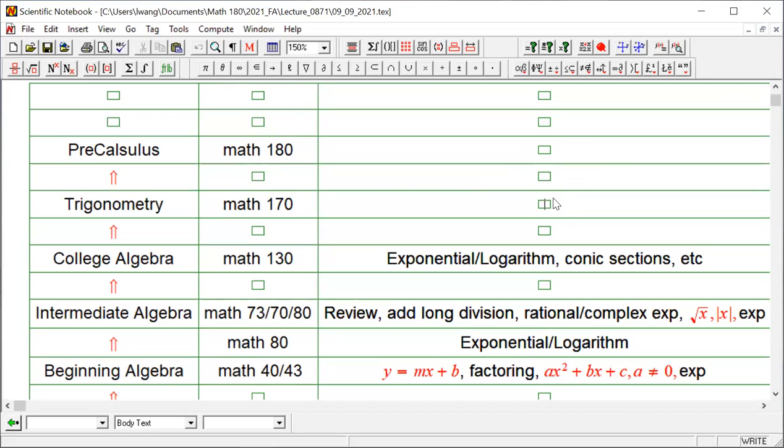So next is trigonometry. Math 170 is trigonometry. That's a one full semester course with 3 units. I've taught that class multiple times. Last semester, my Math 170 class got canceled. Why? Low enrollment. Very few people enrolled in that class.